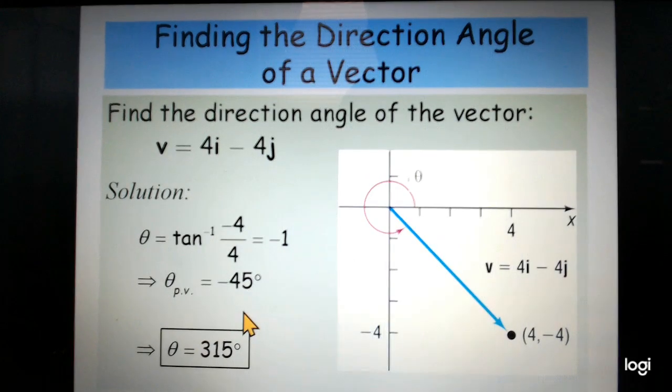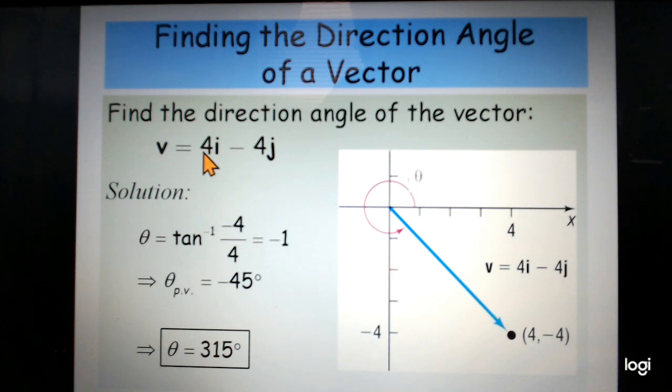Okay, let's look at the second example. Find the direction angle of a vector. Find the direction angle of the vector 4i minus 4j. Well, again, I'm a diagram guy. That's why I wasn't very good at foreign language, which was oral or auditory. I was better with sight and visual. So 4i minus 4j, I'm going to draw a diagram.